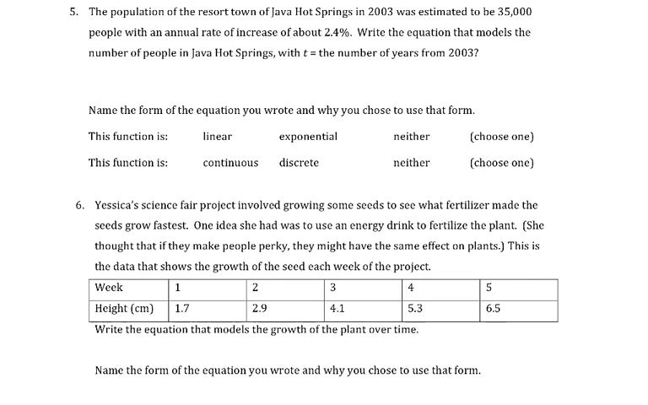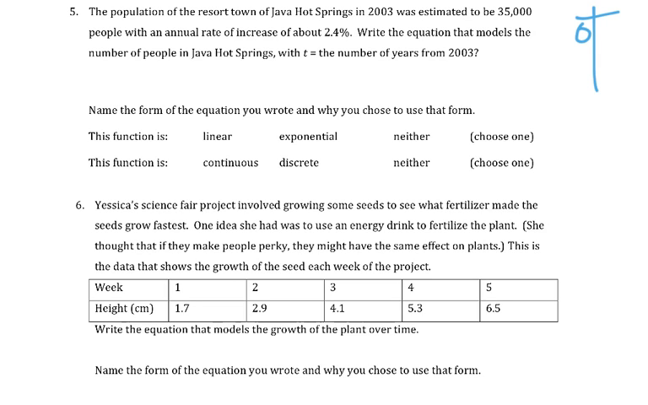Okay, number 5. The population of the resort town of Java Hot Springs in 2003 was estimated to be 35,000 people with an annual rate of increase of about 2.4%. Write the equation that models the number of people in Java Hot Springs with t equals the number of years from 2003. So what that means is 2003 is like our 0.